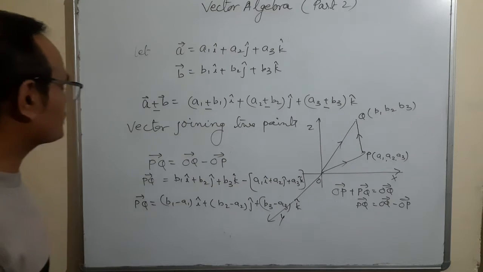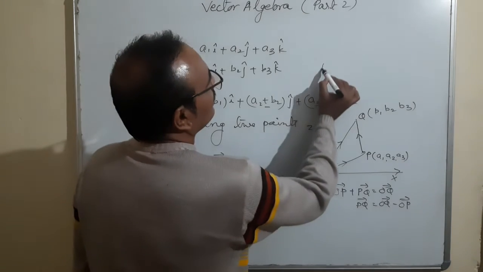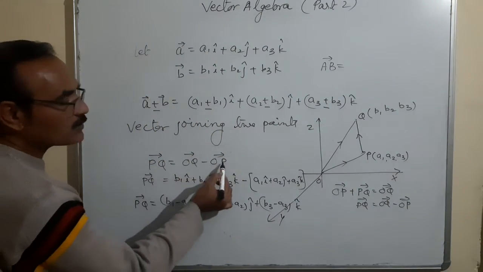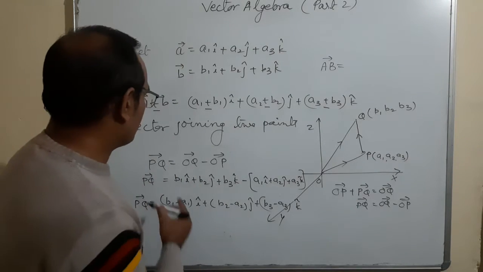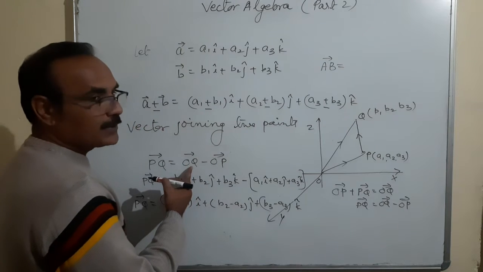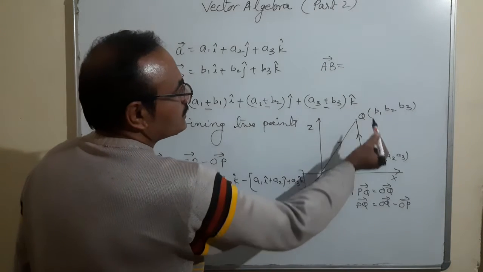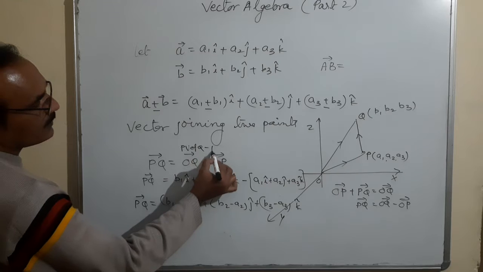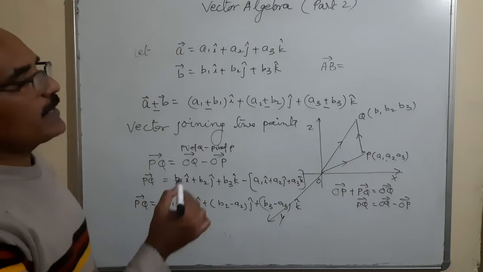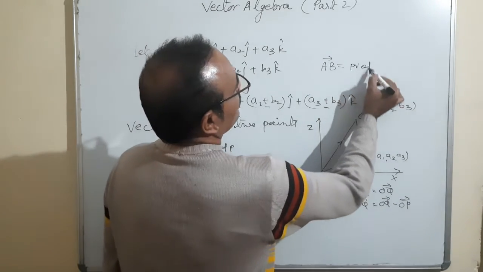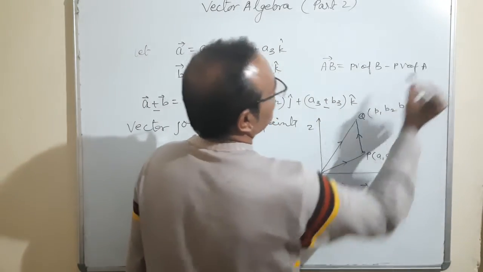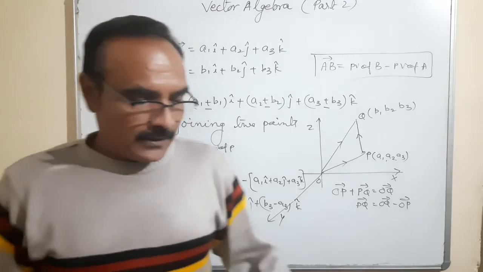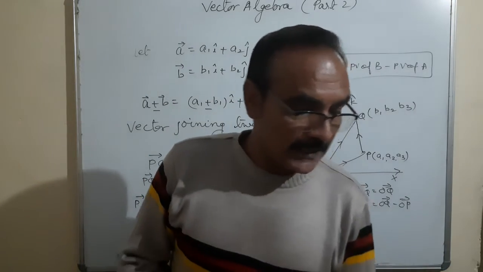Whenever we are going to find the vector AB, what we have to do is position vector of B minus position vector of A. PQ is equal to OQ minus OP, where O is the origin, so PQ is equal to position vector of Q minus position vector of P. Same as AB: position vector of B minus position vector of A. So this is called the joining of two vectors. Is it clear?